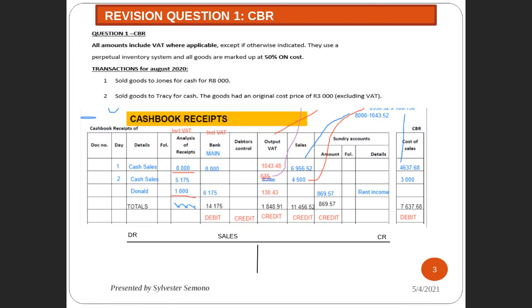On the credit side, you say bank. I agree with you, Laken. Very much important. Thank you so much. Excellent. I'm going to say bank, and I'm going to say CBR, and then I'm going to say 11456.52. Perfect. Are we together? Just like that.